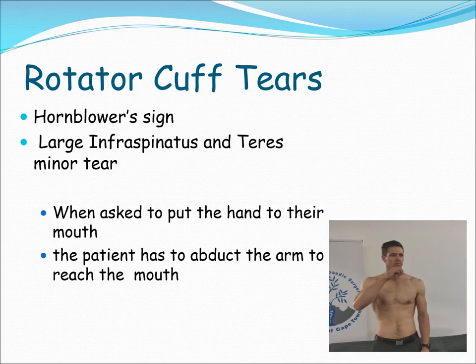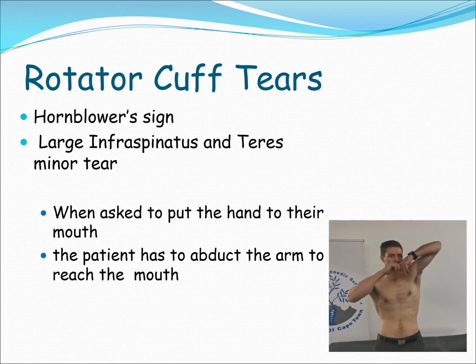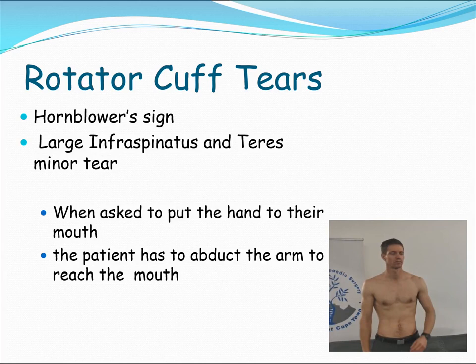The other test for a large infraspinatus and teres minor tear is the hornblower sign. And this is when the patient is asked to put their hand to their mouth. The only way they can do this is by abducting the arm to reach the mouth, as shown in this video here, in the left arm. As you can see, he abducts to get his arm to his mouth as he can't externally rotate.